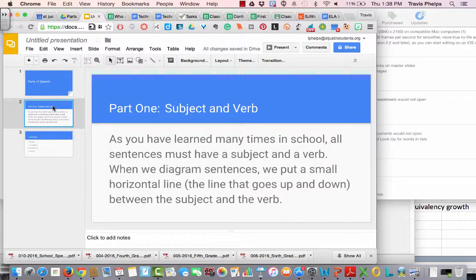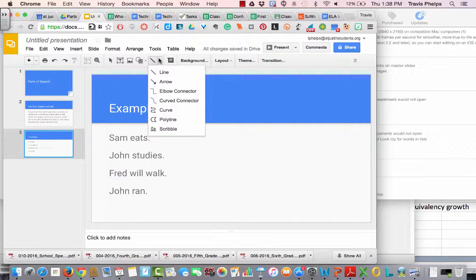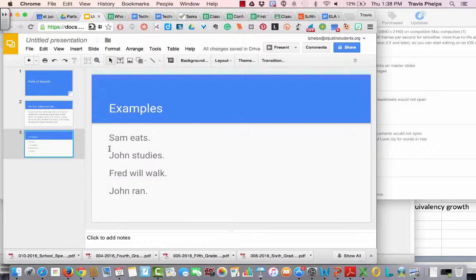When we diagram sentences, we put a small horizontal line, the kind that goes up and down, between the subject and the verb. Diagramming sentences is taking a sentence and picking it apart, which makes it very easy for us to figure out what all the parts are. Some examples here are Sam eats, John studies, Fred will walk, and John ran. These are really basic sentences that we're starting with today.